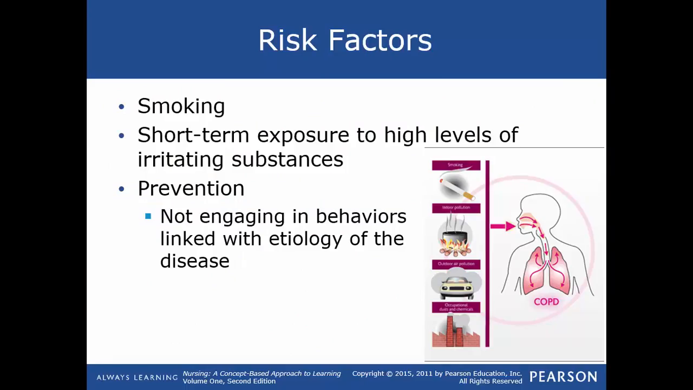All right, risk factors. Smoking is the greatest risk factor for the development of COPD. The more they smoke, the greater their risk for development of COPD. Short-term exposure to high levels of irritating substances is also a risk factor, as well as long-term exposure to chemical irritants at work or through their hobby. Prevention is the key, not engaging in behaviors linked with the etiology of the disease. So basically, if they're a smoker, they need to stop smoking.